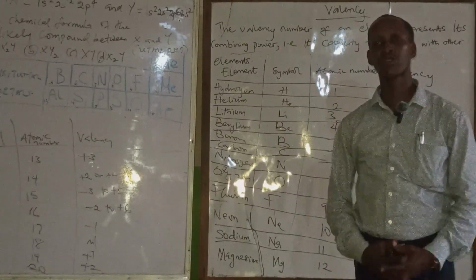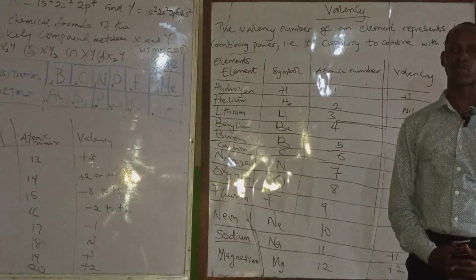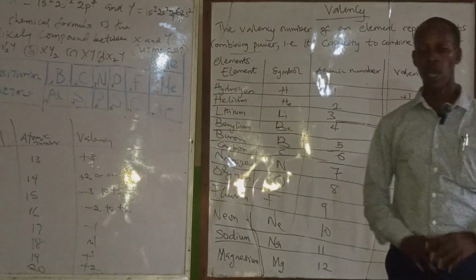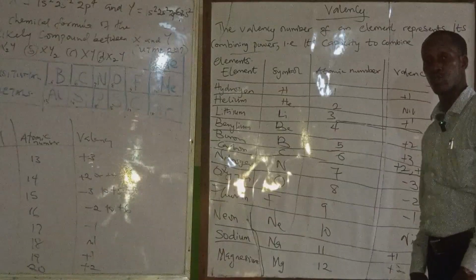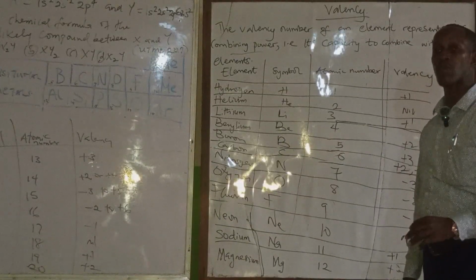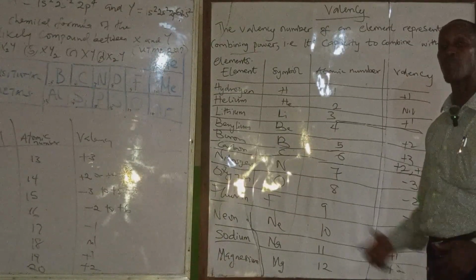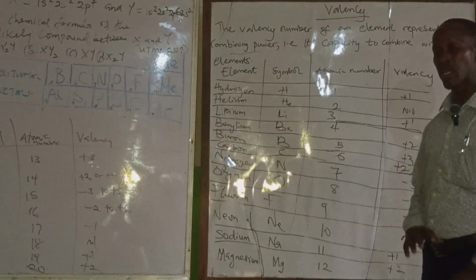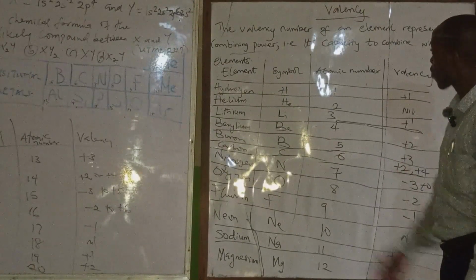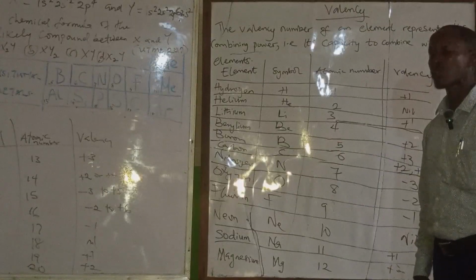I would like to remind you that I once told you we'll be talking about chemical formulas. Today, I'm here to discuss chemical formulas with you. But first, you have to understand what we call valency before you can combine elements together to become a compound in the world of chemistry. What do you understand by valency?